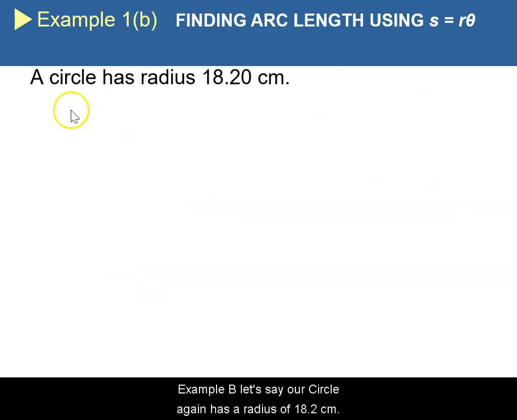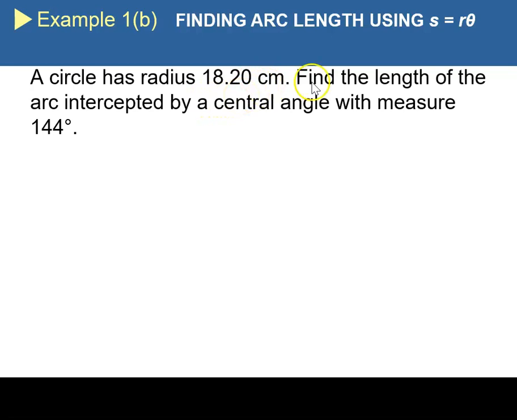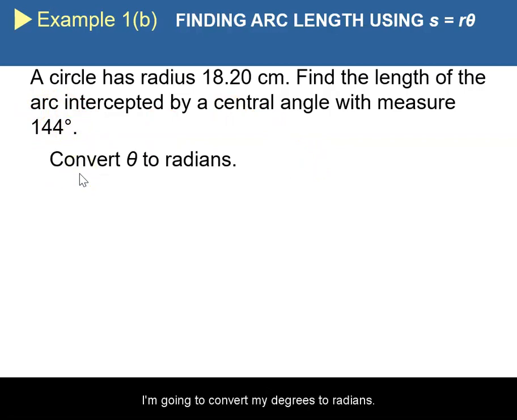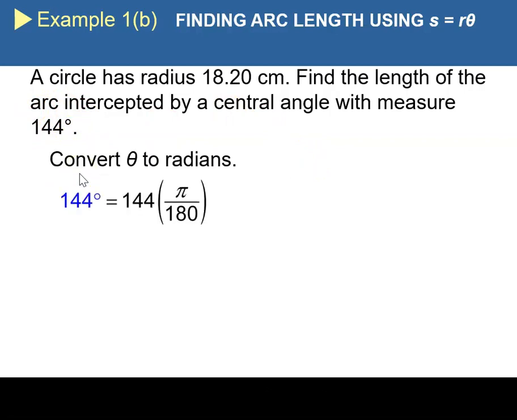Example B. Let's say our circle again has a radius of 18.2 centimeters, and we want to find the length of the arc intersected by a central angle with measure 144 degrees. So here the problem that we're having is that we are in degrees. So before I can do this, I need to transform my degrees into radians, right? I need to have the equivalent angle measure, but in radian mode. So I'm going to convert my degrees to radians.